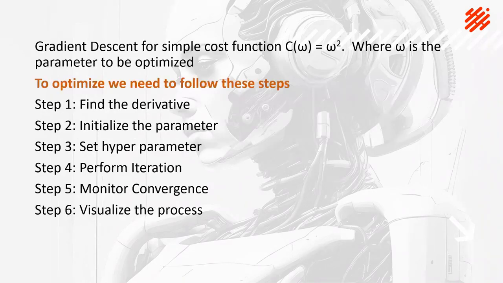Let's take the example cost function C(ω) = ω², where ω is a parameter to be optimized. So we need to find the gradient descent for this simple cost function. To optimize, we need to follow these steps. Step 1, find the derivative. Step 2, initialize the parameter. Step 3, set the hyperparameter. Step 4, perform iteration. Step 5, monitor convergence. Step 6, visualize the process.